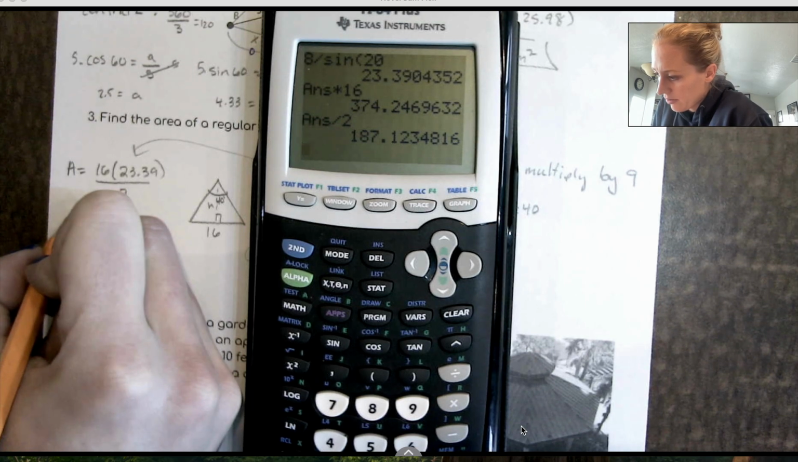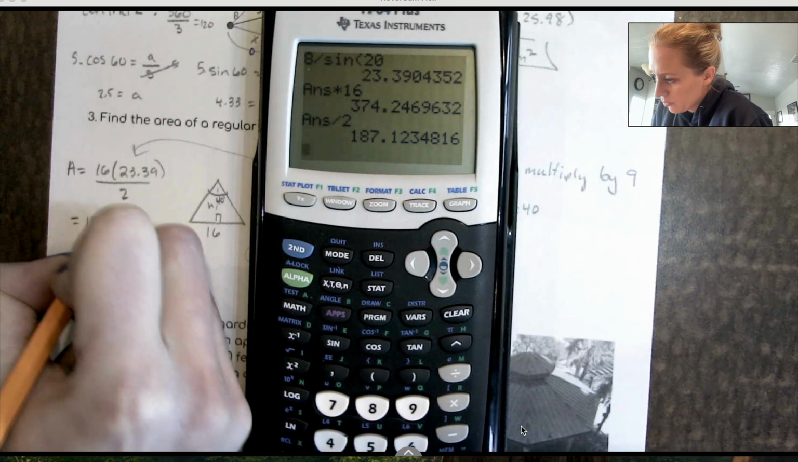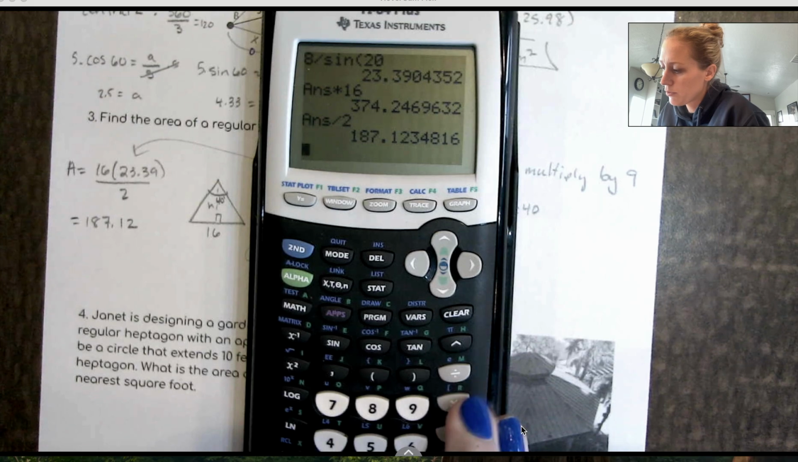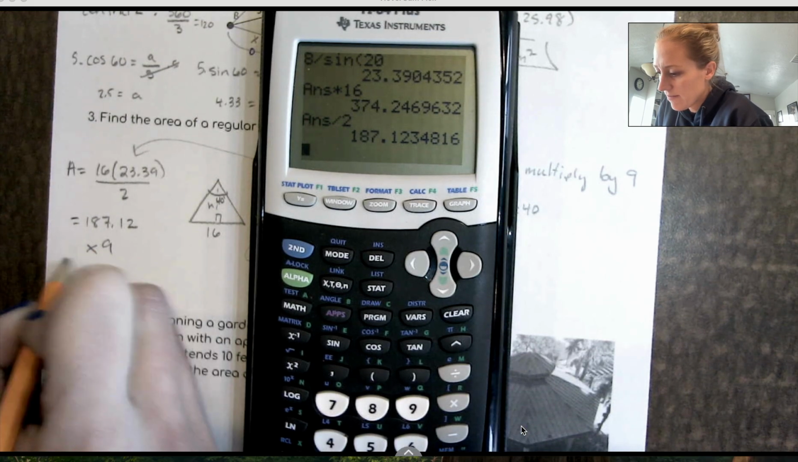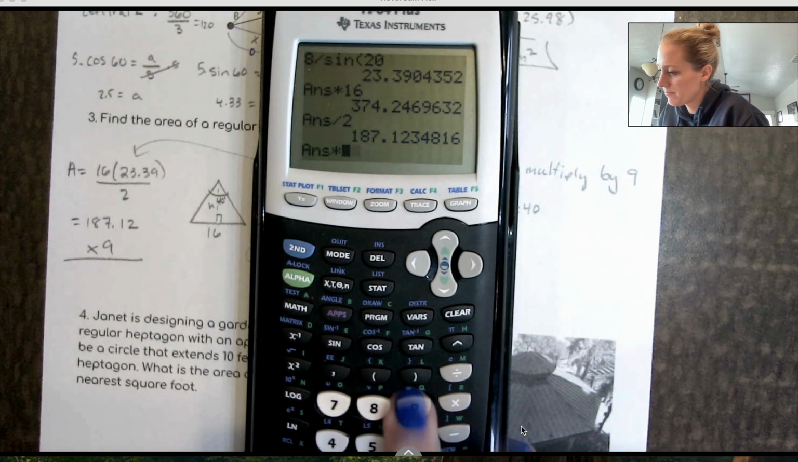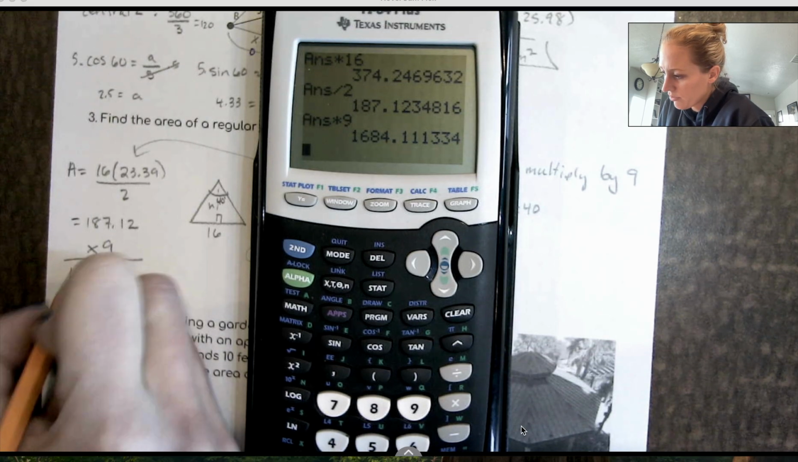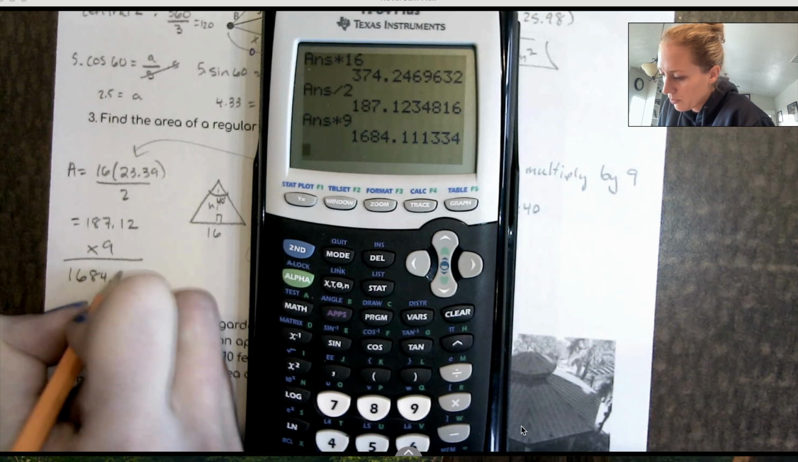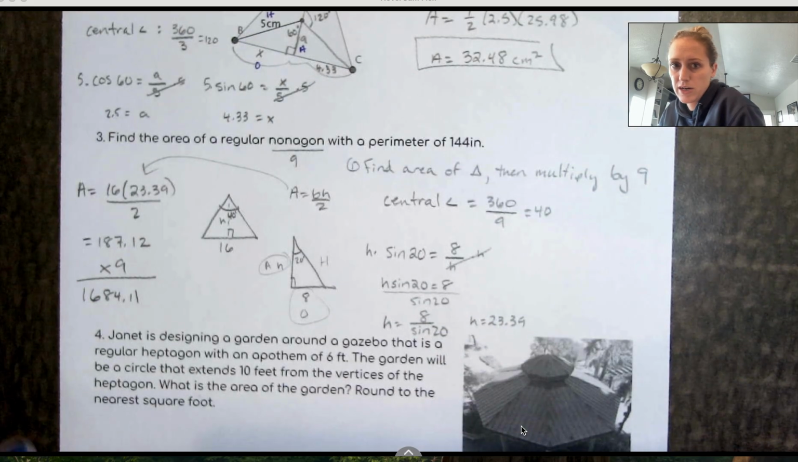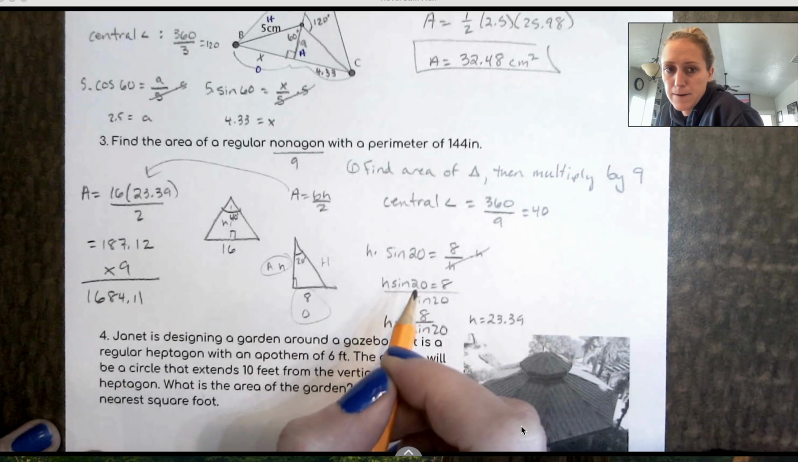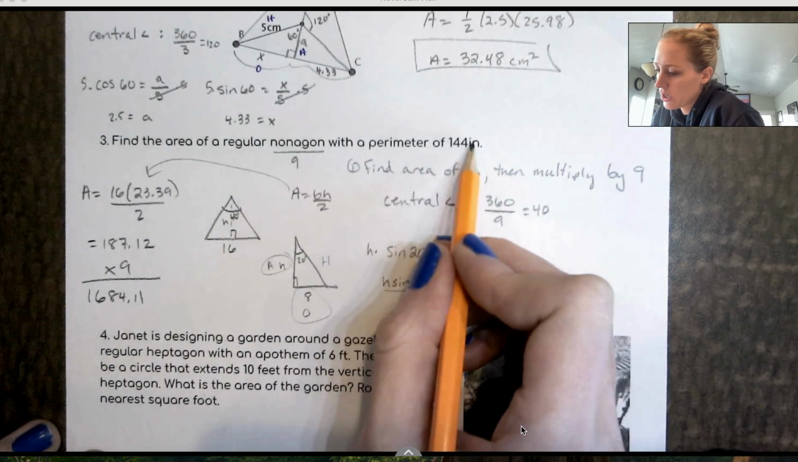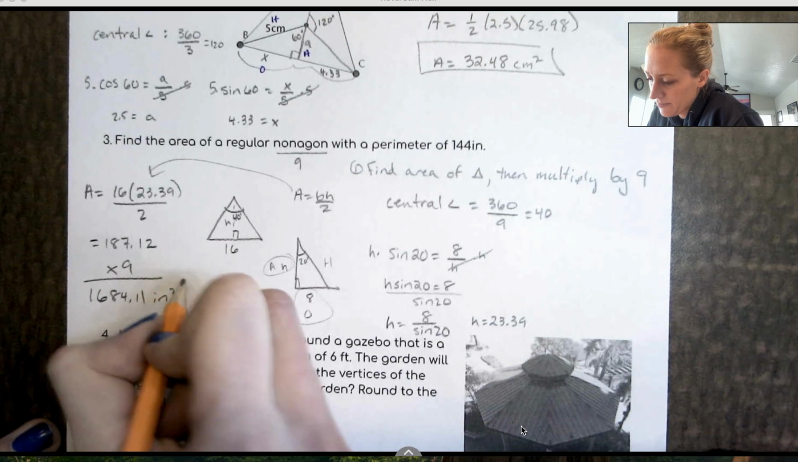So we have 187.12, and then we're going to multiply this times 9 to get our nonagon. So we have 1,684.11. And again, this is the whole nonagon. Inches was our unit, so this is going to be square inches.